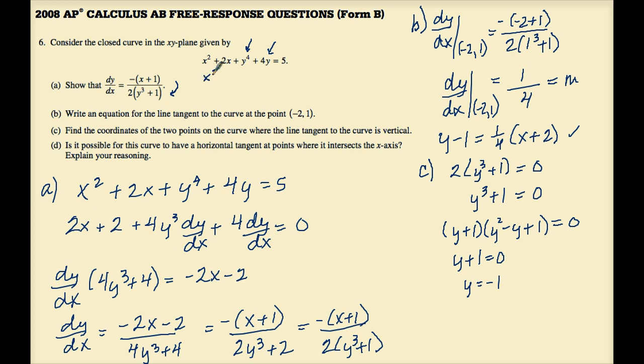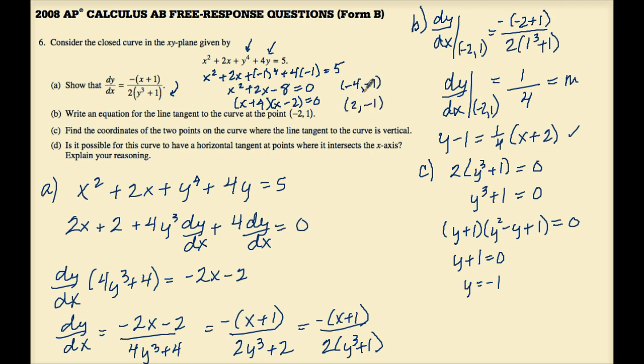So we'll have x squared plus 2x plus negative 1 to the 4th power plus 4 times negative 1 is equal to 5. So this is x squared plus 2x. Negative 1 to the 4th is 1, minus 4, negative 3. And when I subtract 5 over, that gives me minus 8 equals 0. Let's factor this quadratic. x plus 4, x minus 2 equals 0, giving me two x values that correspond to a y value of negative 1: (-4, -1) and (2, -1).